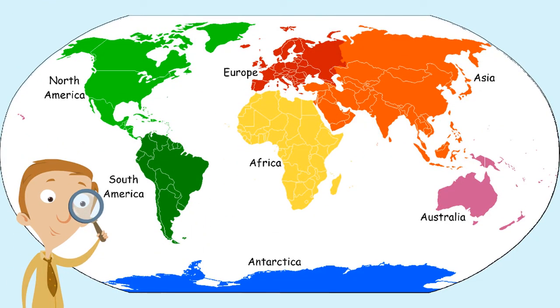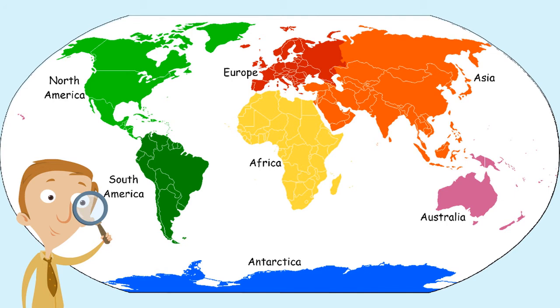Well, this is what you should have got. We've got Europe in red. Below Europe is Africa in yellow. To the right of Europe is Asia in orange. Below Asia is Australia, sometimes called Australia and Oceania. Below Australia is Antarctica. Above that to the left, in dark green, is South America. And in light green is North America.